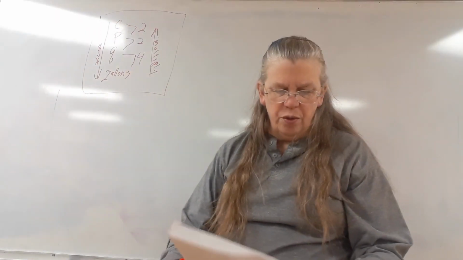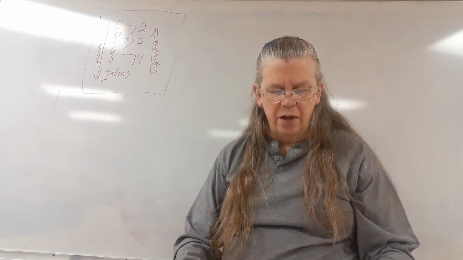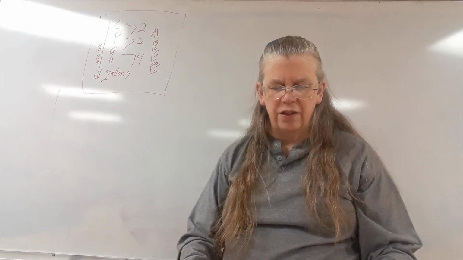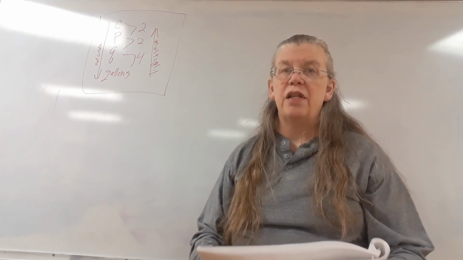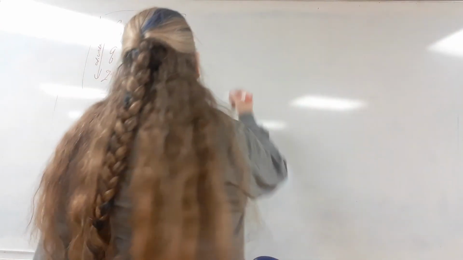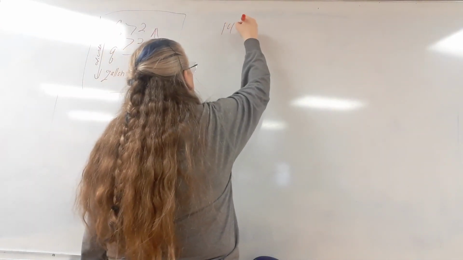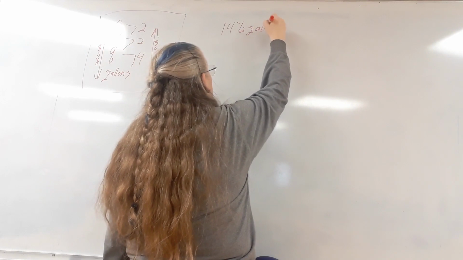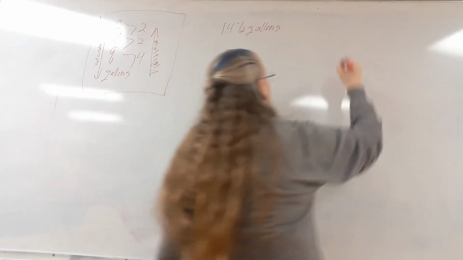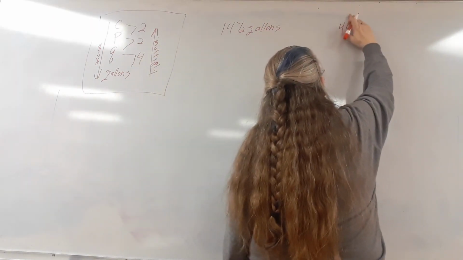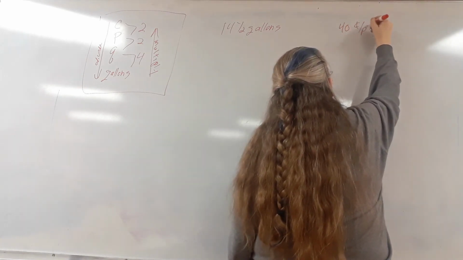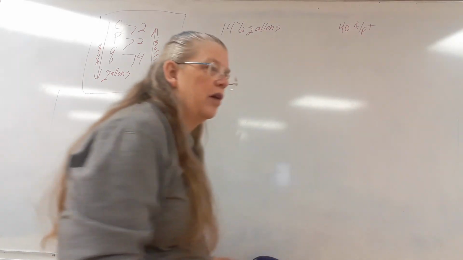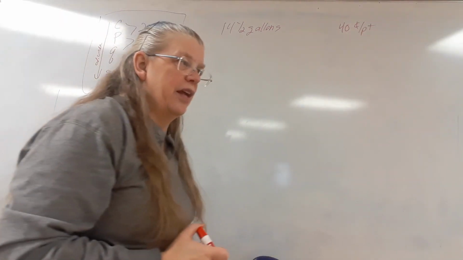Let's look at M2 number 9. The feed bin sold 14.5 gallons of chocolate milk at 40 cents a pint. How much money did they receive? Okay. We have 14.5 gallons, and we're selling it for 40 cents per pint. And we want to know how much money they got.